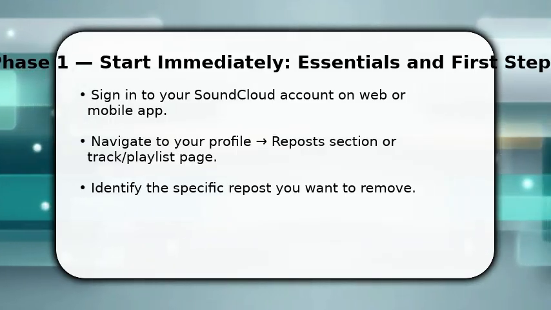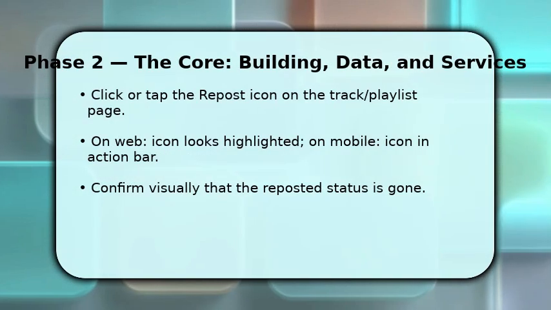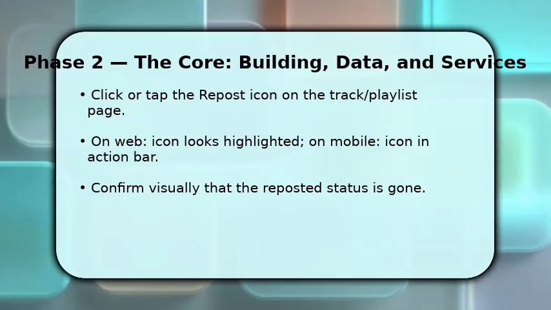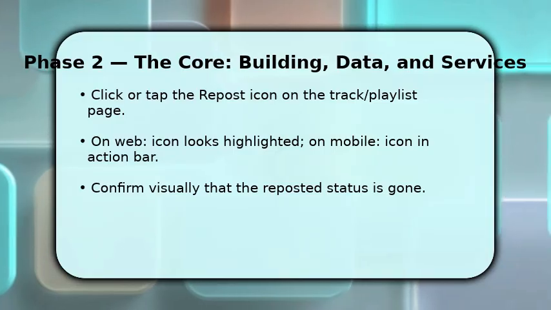Next, unreposting is a single action. Click or tap the repost icon where it appears highlighted. On the web, the icon will change color when active. On mobile, it sits in the action bar. Click it once to toggle off.